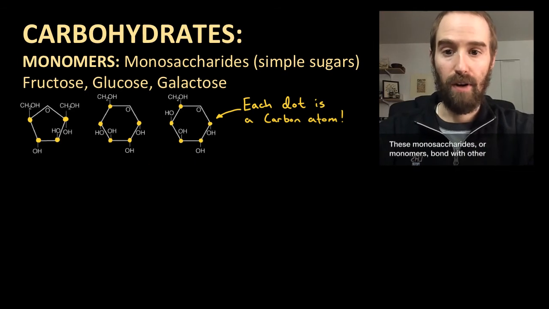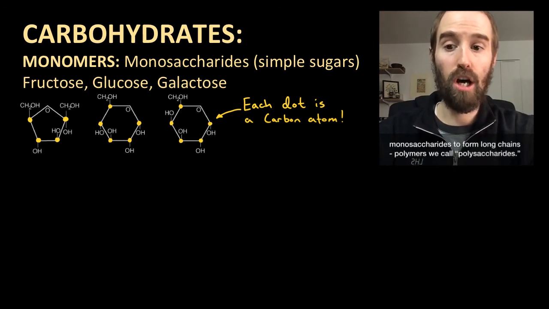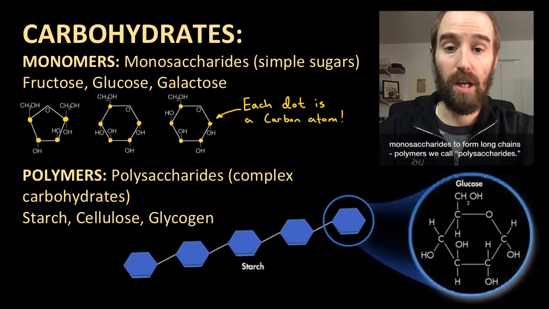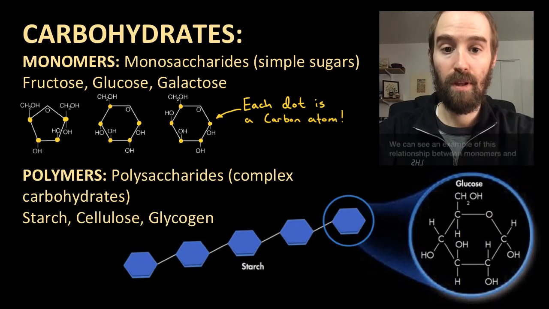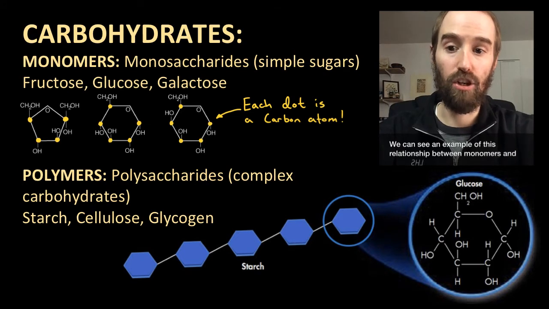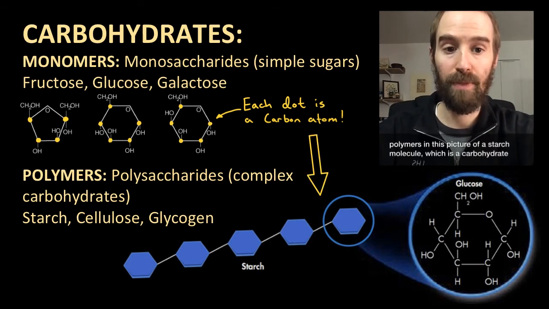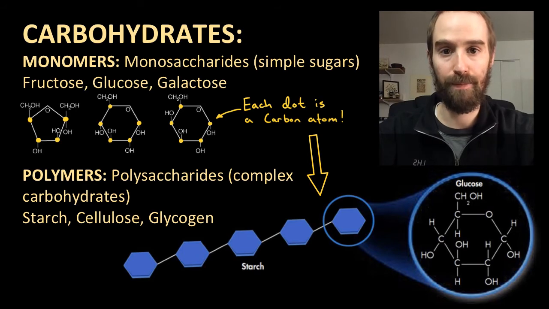These monosaccharides, or monomers, bond with other monosaccharides to form long chains. Polymers we call polysaccharides. We can see an example of this relationship between monomers and polymers in this picture of a starch molecule, which is a carbohydrate polymer made up of many glucose monomers put together in a long chain.